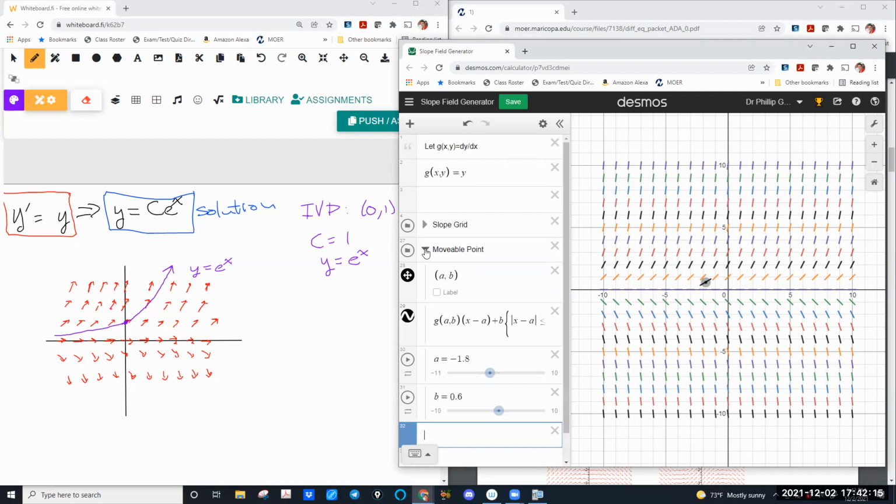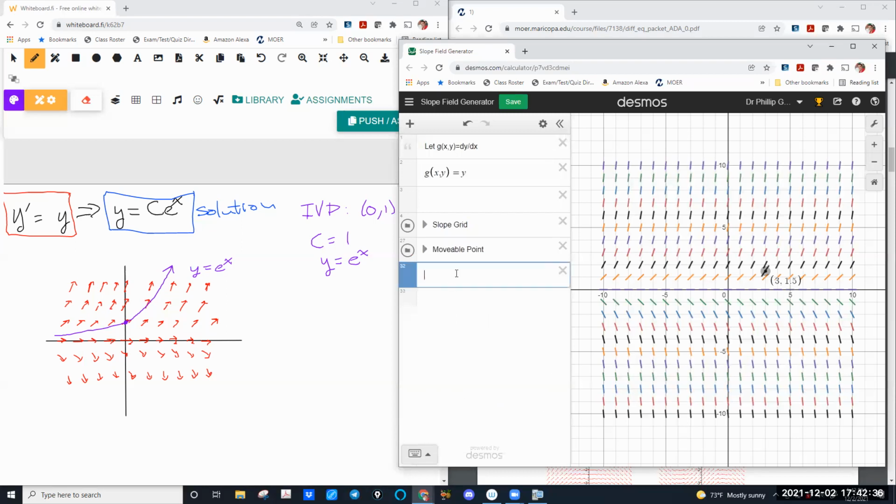Now they do have this movable point, which basically will give us the slope at any point in the slope field. And if we wanted to add the unique solution, well, we found it. It's y equals e to the x, so we can just add it to our curve. And there's our unique solution. It goes through 0, 1. And that gives us our curve.